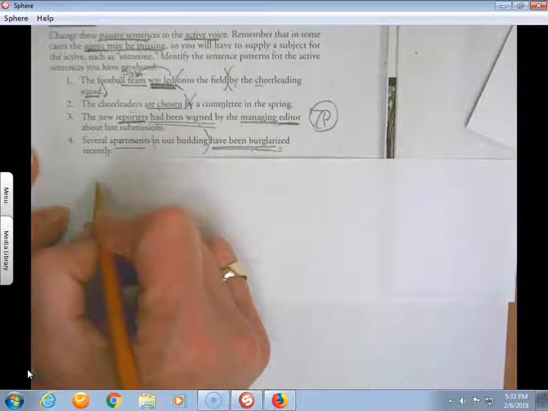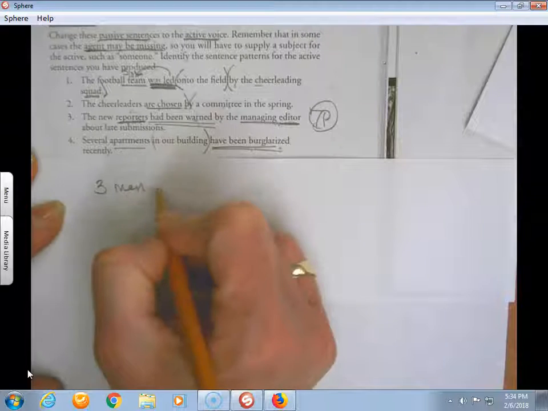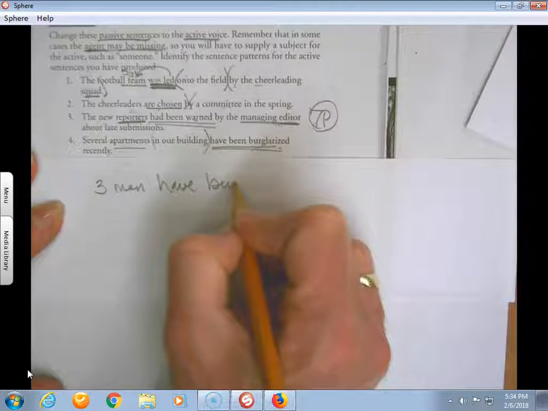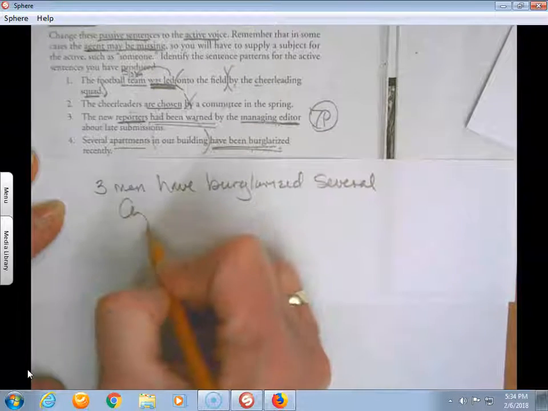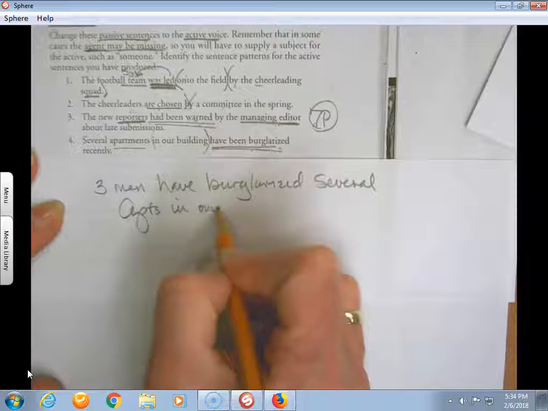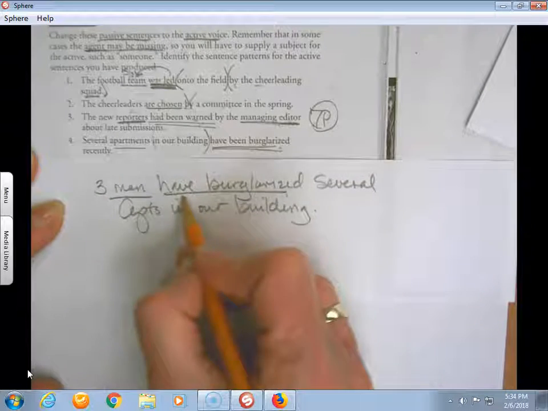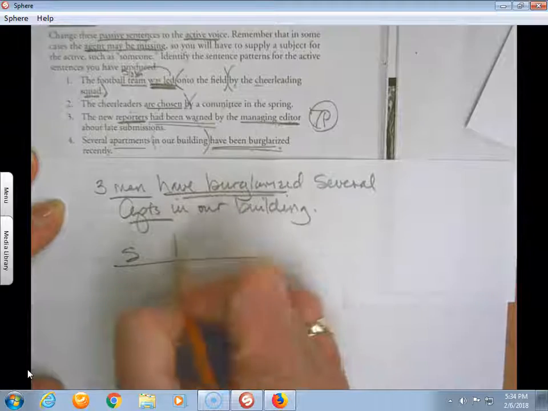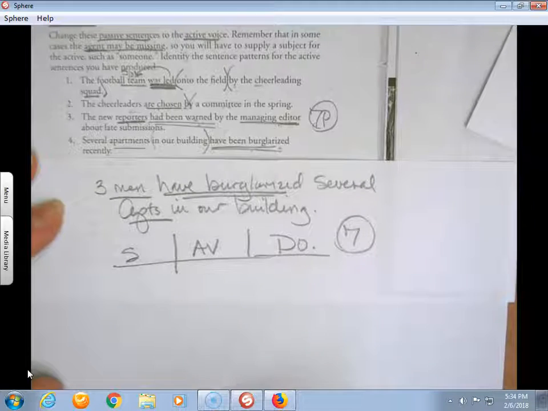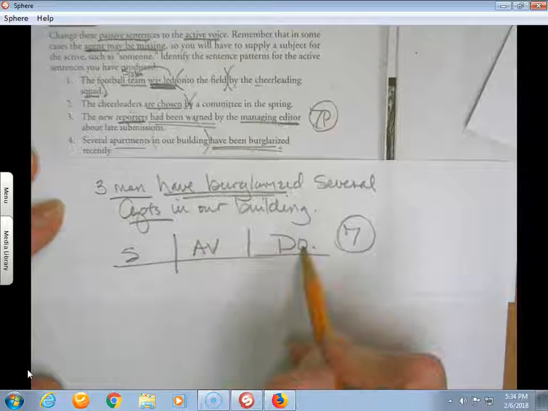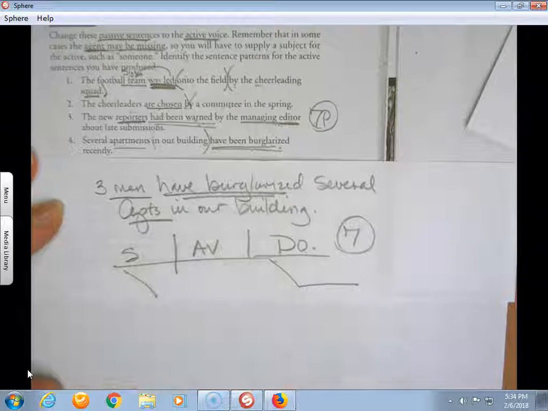So I might say three men, I'm just making that up, have burglarized several apartments in our building. Okay. So men have burglarized apartments. That's subject, action verb, direct object. That's a nice good old pattern 7, right? Men have burglarized apartments. Which apartments? The ones in our building. Three men.